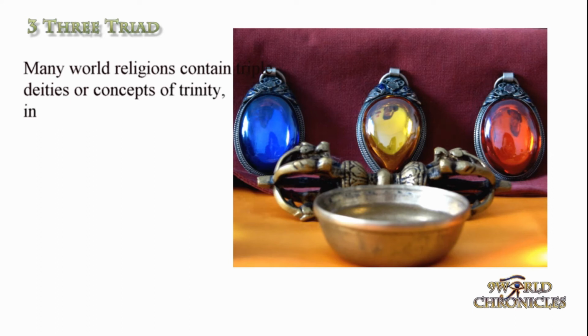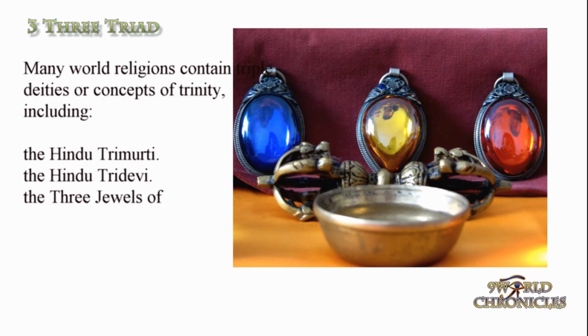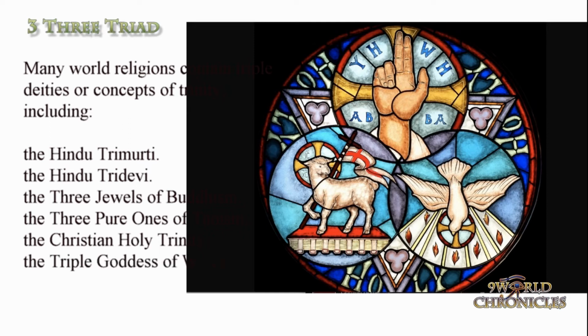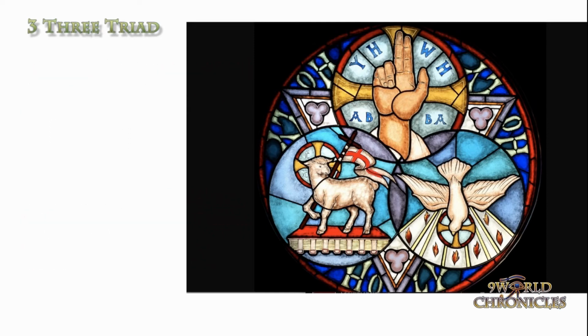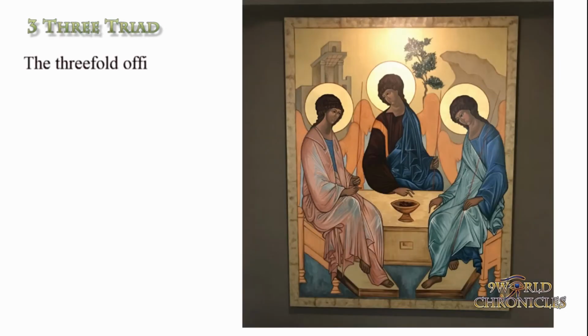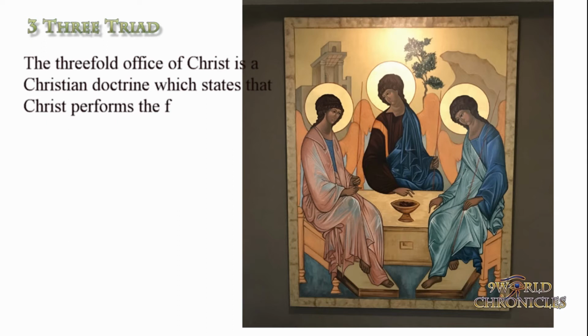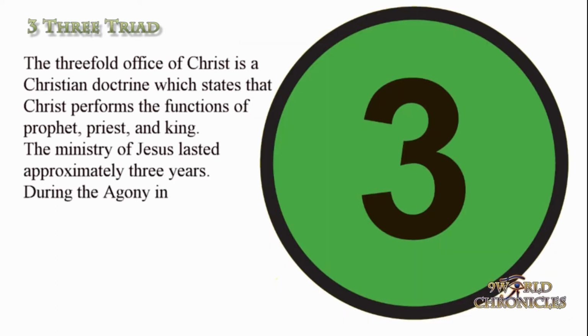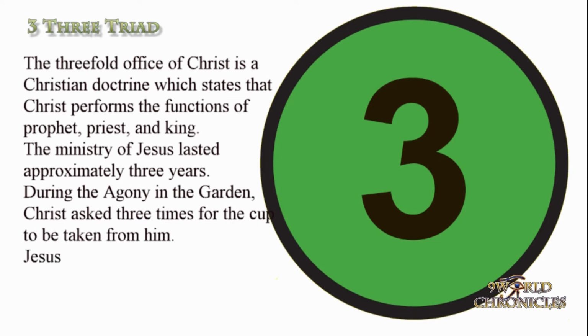The 3 jewels of Buddhism, the 3 pure ones of Taoism, the Christian Holy Trinity of the Father, the Son, and the Holy Spirit, the triple goddess of the Wiccan belief systems. The threefold office of Christ is a Christian doctrine which states that Christ performs the function of the prophet, the priest, and the king. The ministry of Jesus lasted approximately 3 years, and during the agony in the garden, Christ was asked 3 times for the cup to be taken from him.